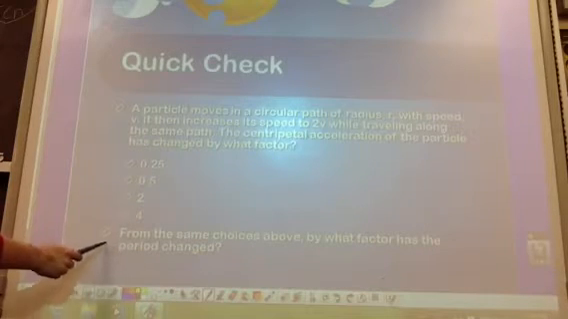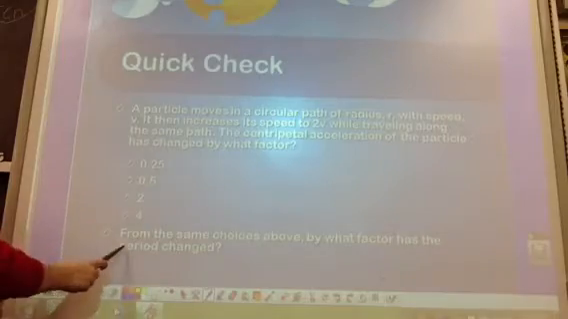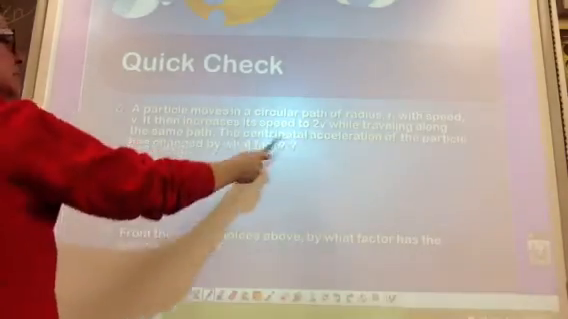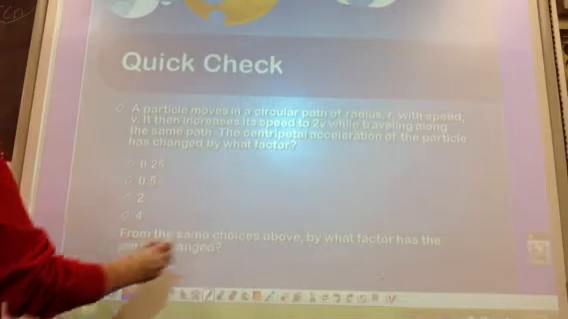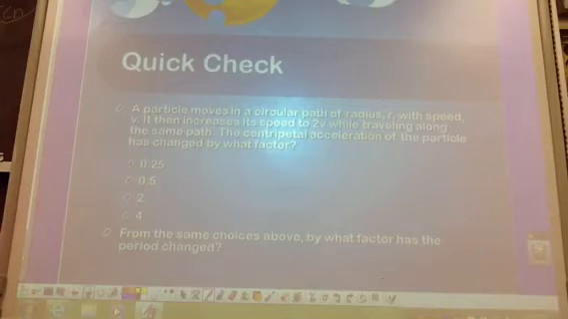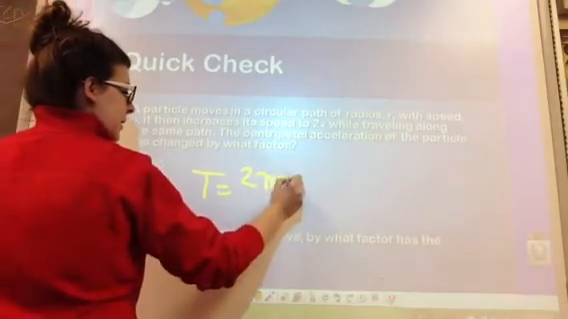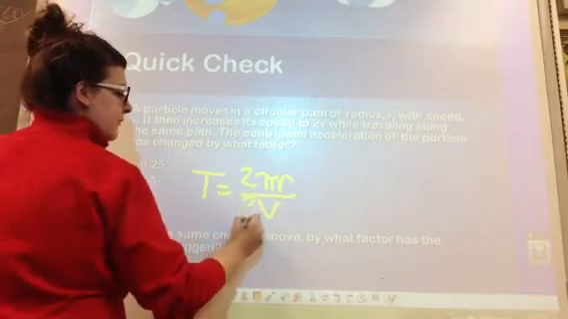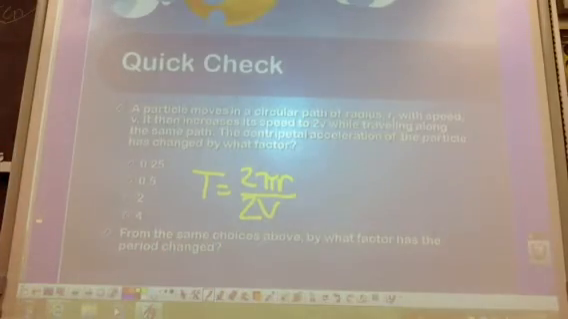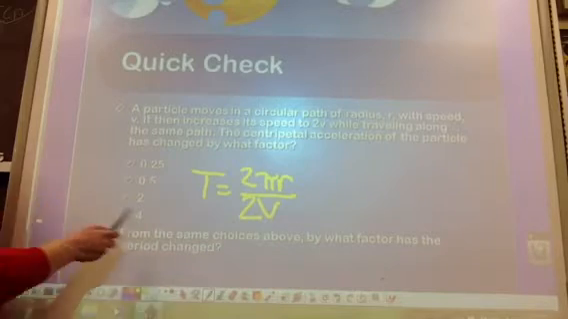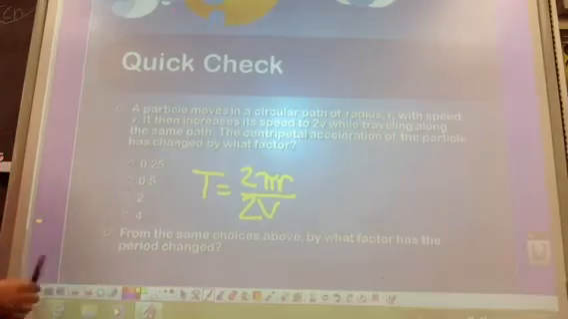Now I ask this exact same question, but instead of the centripetal acceleration, by what factor could the period have changed? I know that period is equal to 2 pi r over v, so T equals 2 pi r over v. If I double that velocity, the period would of course become half. 0.5 would be my answer there.